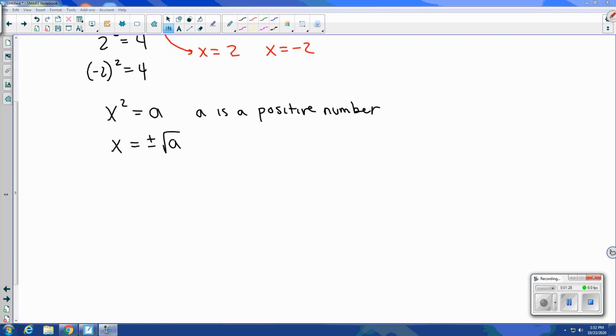Now it's important to recognize what this plus minus serves as. It tells you that there are two solutions here. We have x equals the positive square root of a, but also x equaling the negative square root of a should be a solution based on this property. Let's look at an example of how we can use this to solve quadratic equations.